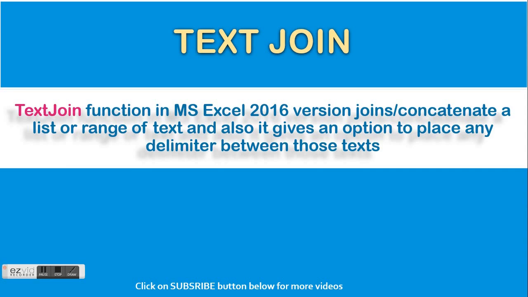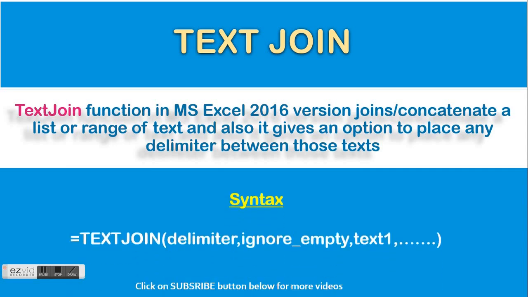And its syntax is equal to TEXTJOIN, delimiter, comma, ignore_empty. Ignore_empty is like, if in a given range you have some cells which are blank, do you want to ignore them or not? If you want to ignore them, then give it TRUE, otherwise FALSE. And then comma text1, text2, or in place of text1, text2 you can give a range.